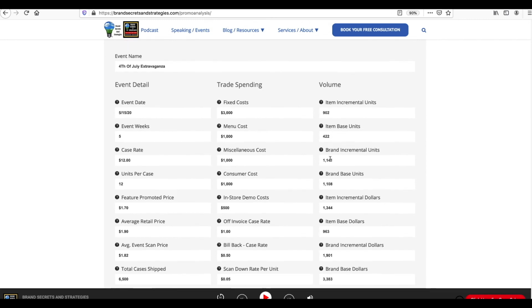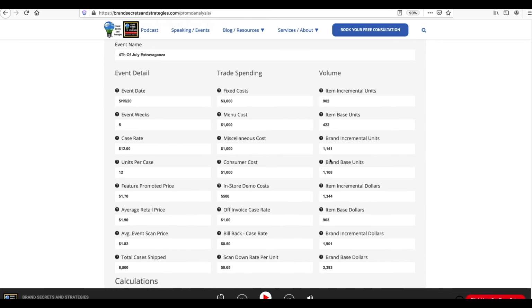So here you're going to see a lot of the things that you're going to see in a typical promotion sheet. So do your very best to complete this. Put in the name of the event, date, how many weeks long the event's going to last, the fixed cost, anything and everything you possibly can.